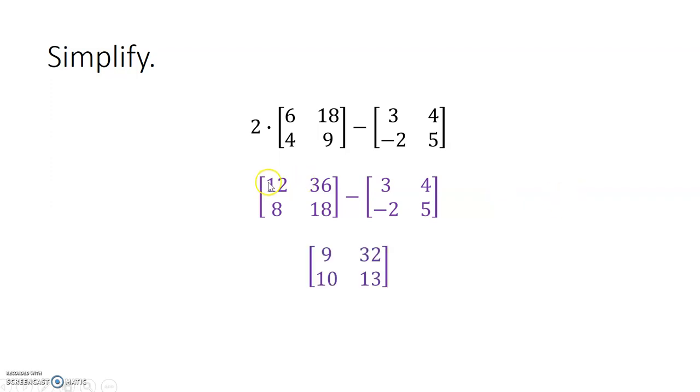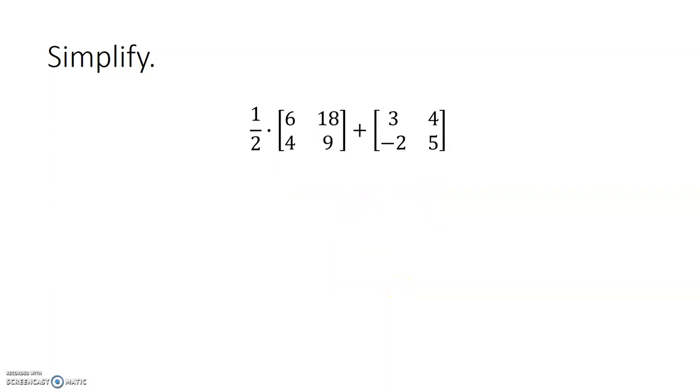I'm able to subtract numbers that are in the same or corresponding positions. So I'll do 12 minus 3 to get 9, 36 minus 4 to get 32, 8 minus -2. Remember, 8 minus -2 is like 8 plus 2, so that gives me 10. And then 8 minus 5 will give me 13. Hopefully that's helpful for those.